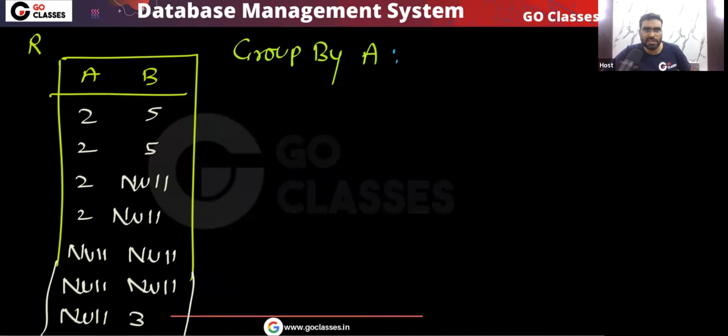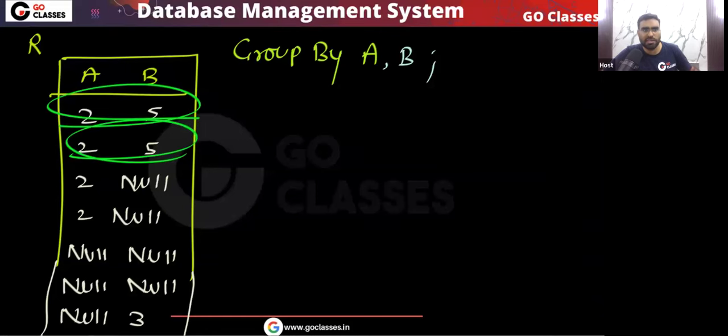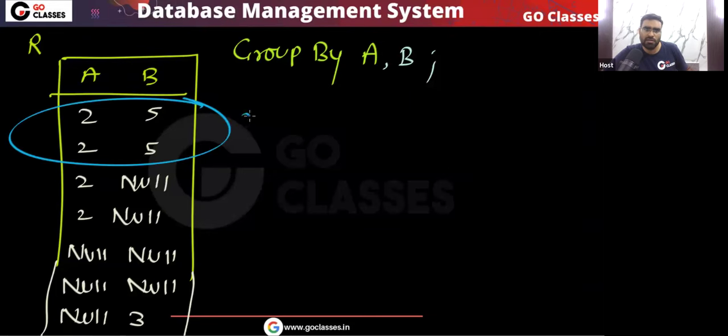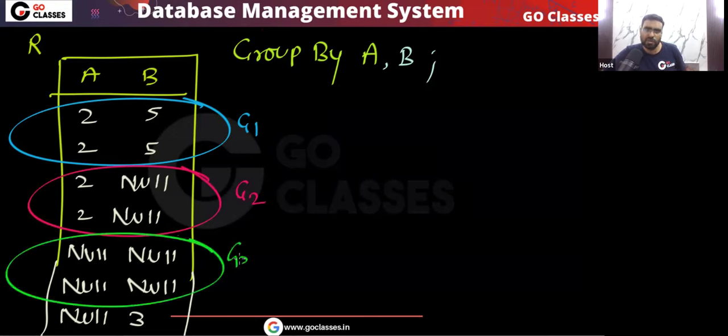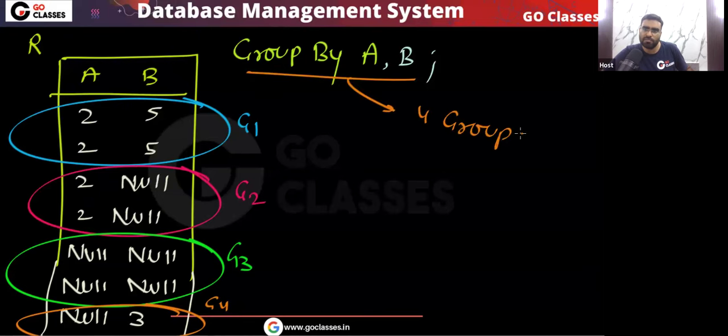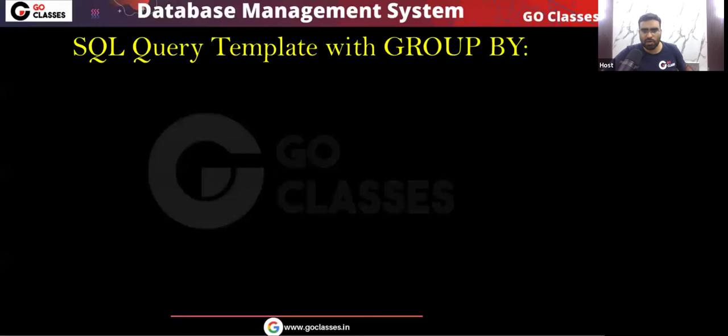Very simple. If I say group by A comma B, now how many groups will be created? A comma B. See here the A comma B values are the same. So this is one group. Okay, here this is your one group. Another group will be 2 null, 2 null. This is another group. Okay. Next, another group will be null, null. This will be another group, and null comma 3, that is another group. Okay, so for this, four groups will be created. So very simple. Now let's move on.